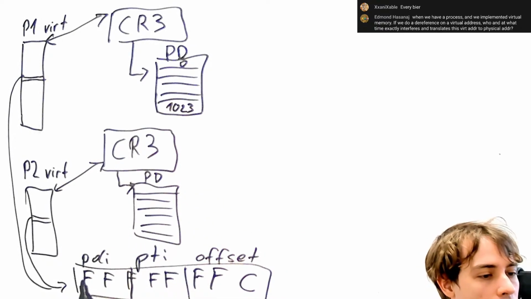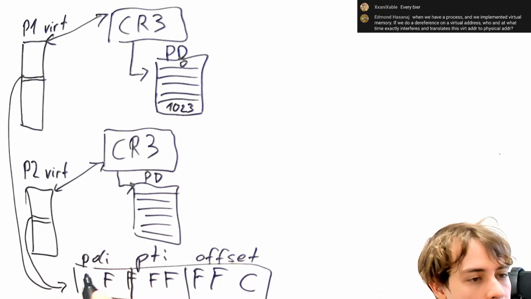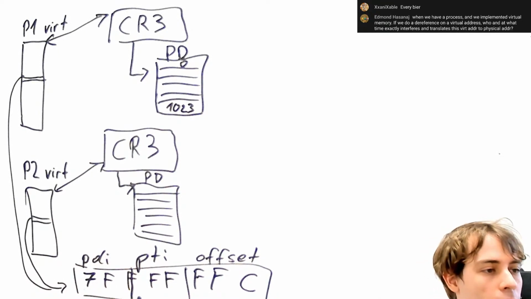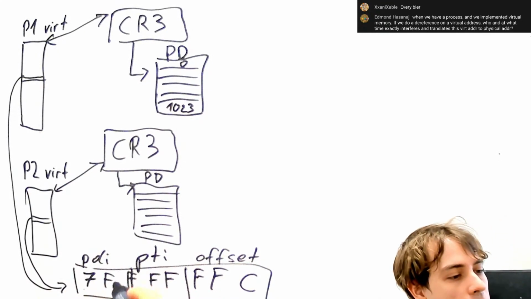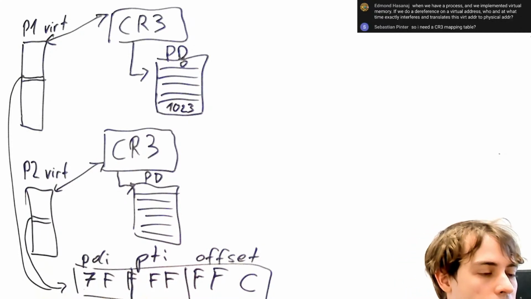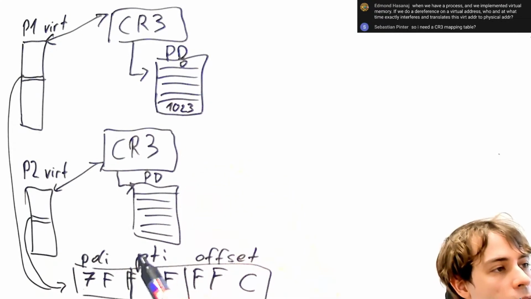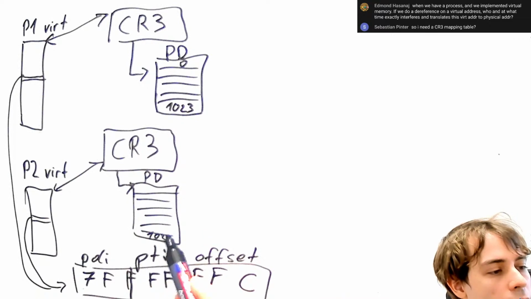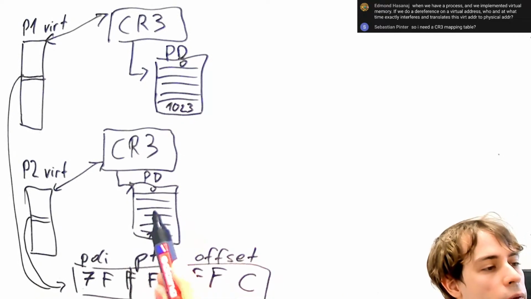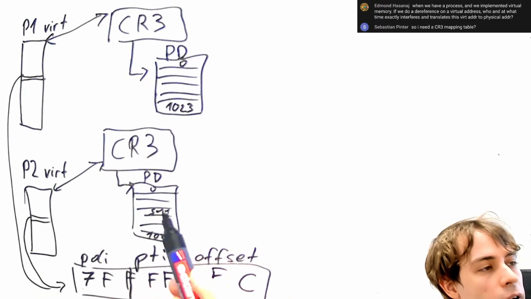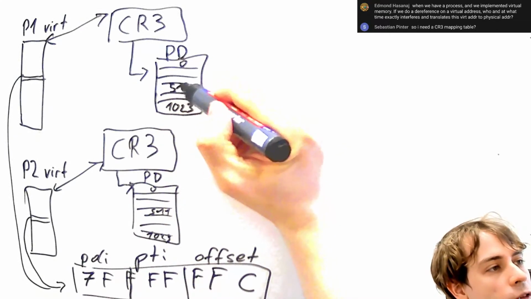Okay. Actually I wanted to put a 7 here because it's a stack address. So this first entry here is 200, and it's 511. So this is 1023, this is 0. We have here the entry 511, 511.